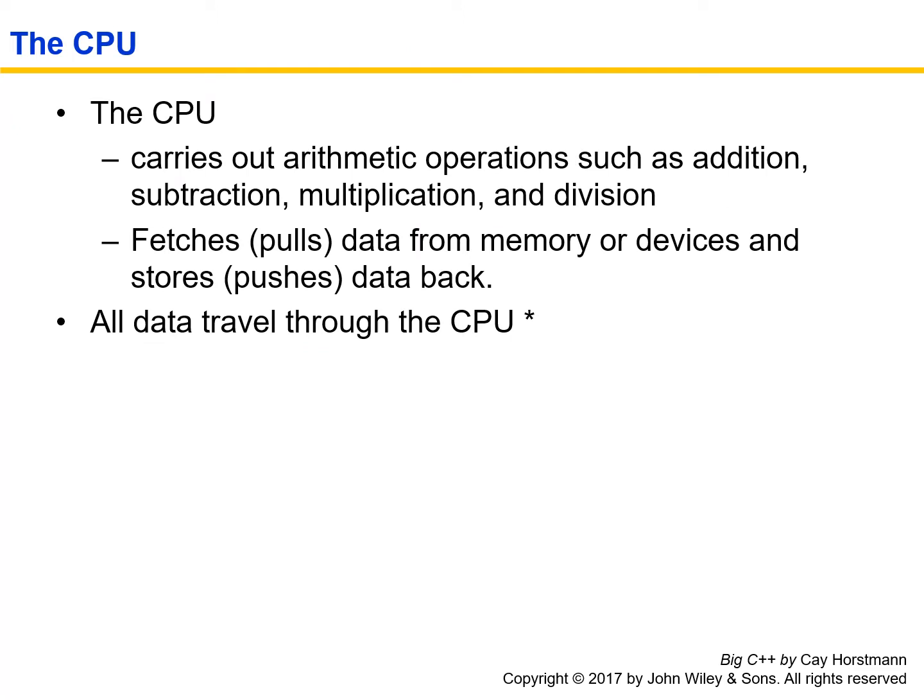What does the CPU do? It carries out arithmetic, so it can add and subtract and multiply and divide, and that's where the word computer comes from. It can also fetch data from memory or devices connected to the CPU, and it can store or push data back to the memory or the devices that are connected to it. It also handles program control, controlling the flow of the program from one instruction to the next.